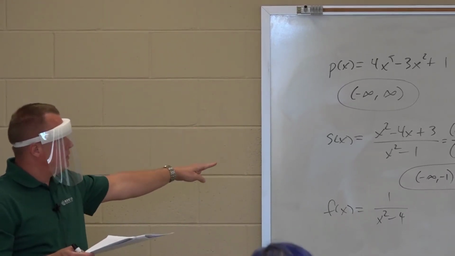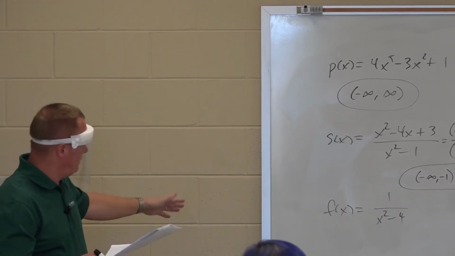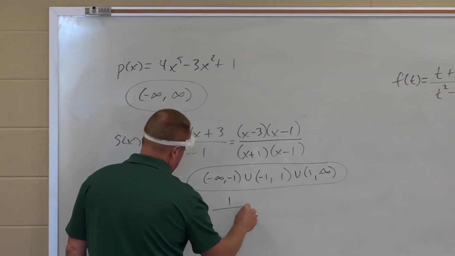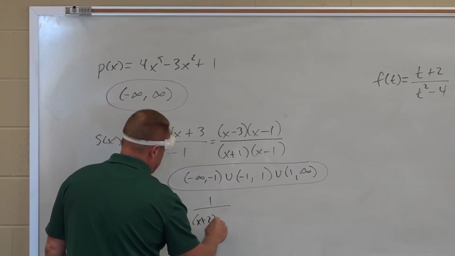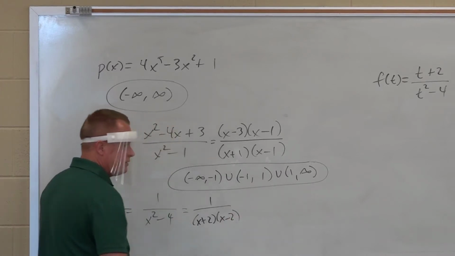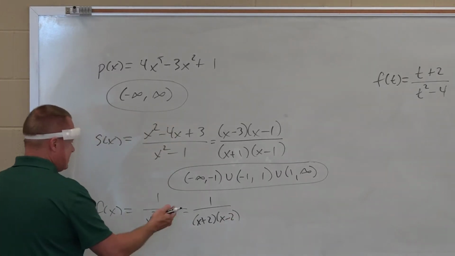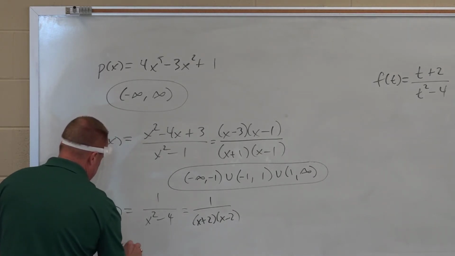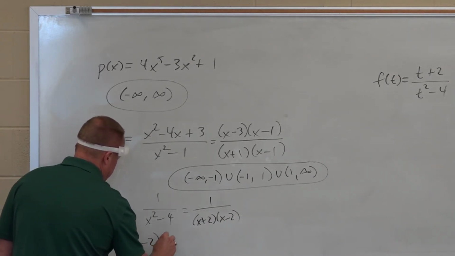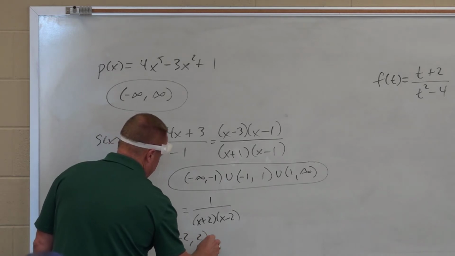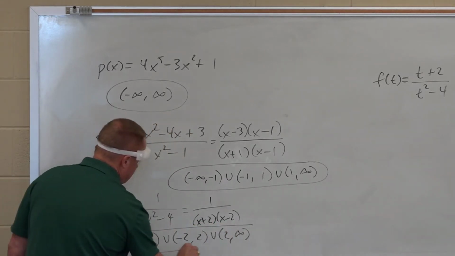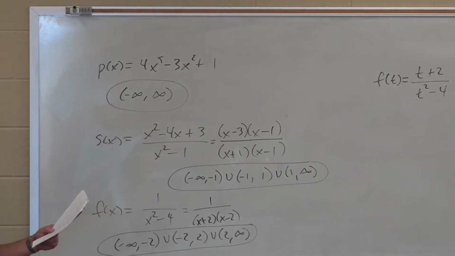These other two are also rational. Same thing. This one, you have 1 over x plus 2, x minus 2 is what that factors to be. So it is not continuous at negative 2. It is not continuous at 2. So we would say negative infinity to negative 2, negative 2 to 2, 2 to infinity. That would be where the graph would be continuous.